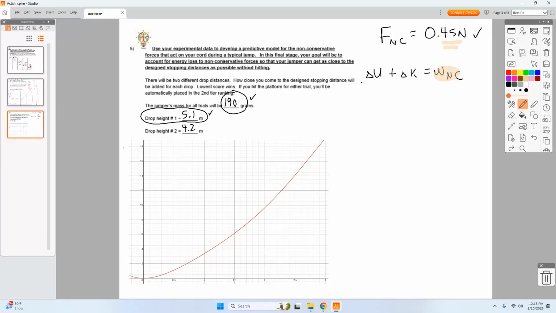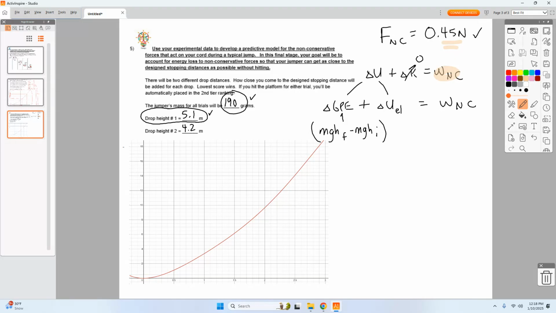Delta U can be both the change in gravitational potential energy and the change in elastic potential energy. Now, kinetic energy, we know that delta K for the jumper is 0 from beginning to end. There are no changes in the kinetic energy. It starts at 0 and ends at 0. So these two things here would end up being equal to W non-conservative. Let's be very explicit now with this. mgh final minus mgh initial represents the change in gravitational potential energy of that jumper.